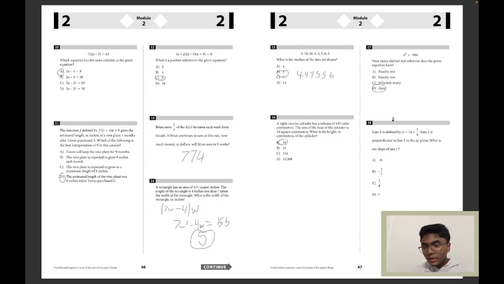So here, line K slope is 7. That means line J slope has to be the negative reciprocal of 7. So negative 1 over 7, because that's the negative reciprocal. So the answer is going to be B.